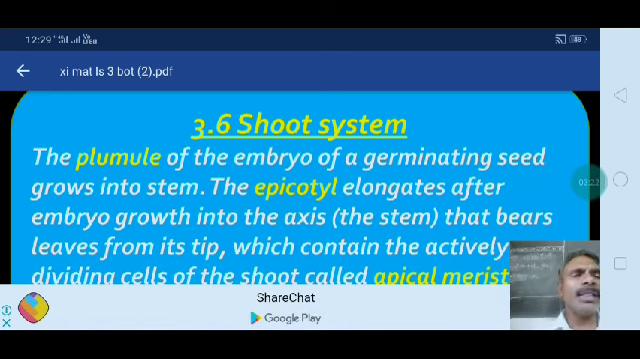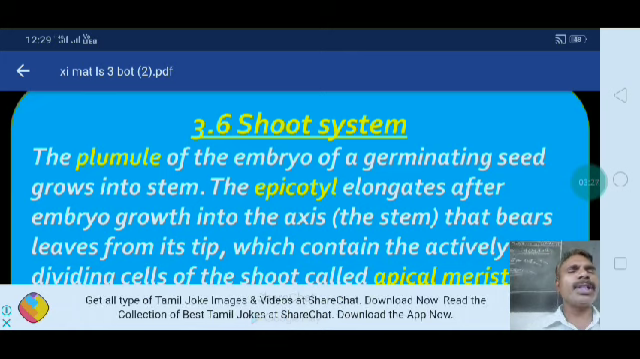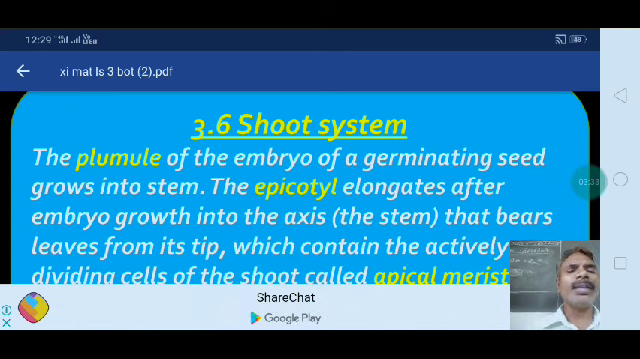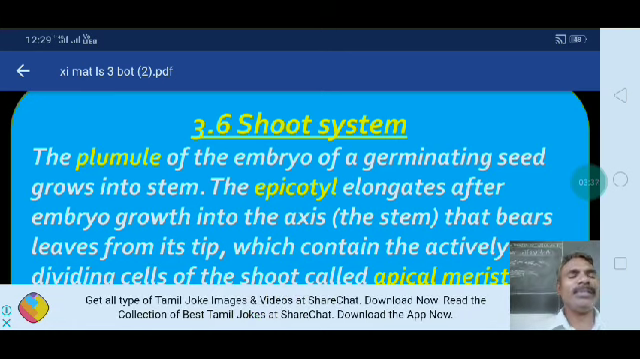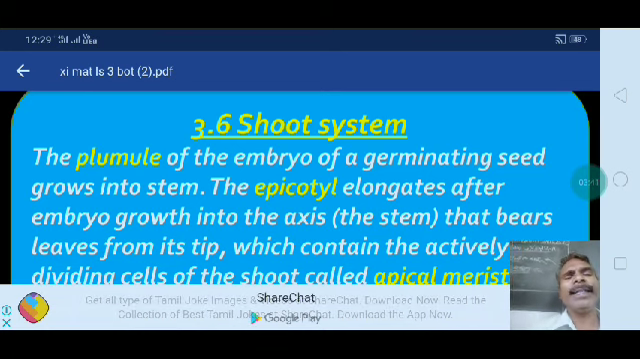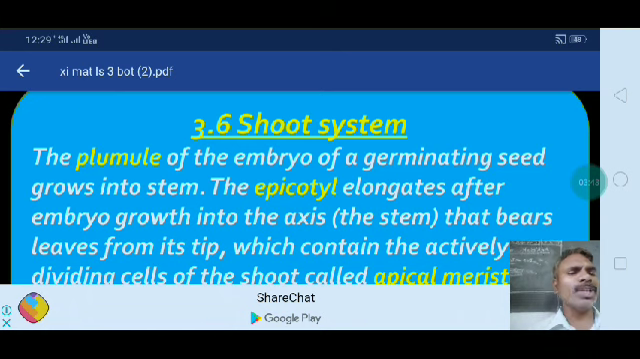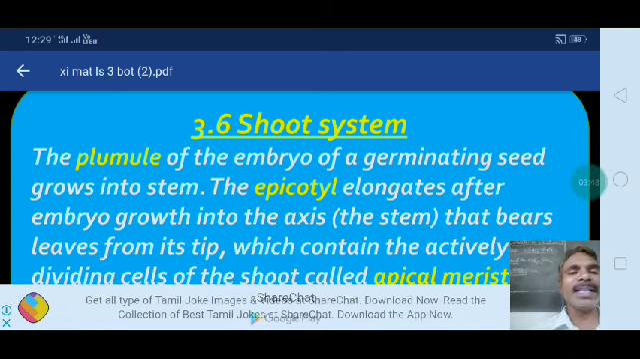Shoot system, there are other types too. The part below the soil level is nothing but the root system. The part above the soil level is nothing but the shoot system. Here, the plumule of the embryo of a germinating seed grows into a stem.